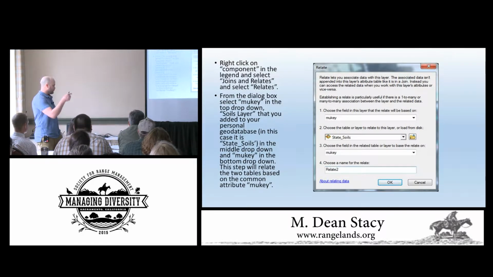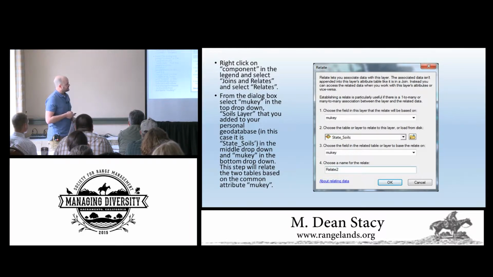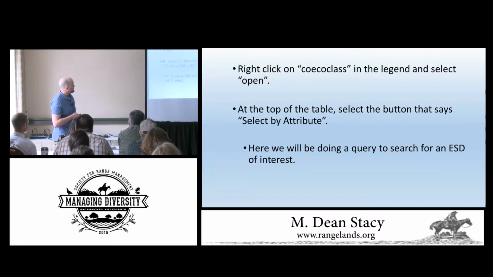Next, you brought in the co-eco class table and the component table, and you just related those two tables. Now you want to relate the component table to your shapefile, or in this case it's a feature class because it's in a geodatabase. You're going to relate that component table to the state soils layer that you had brought in earlier. Okay, now you have all of those things related to each other.